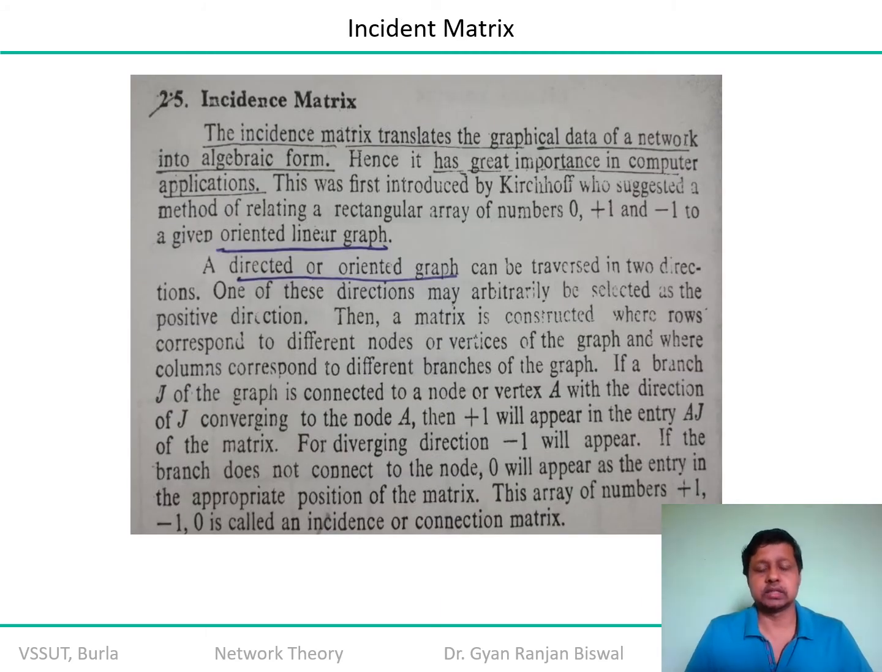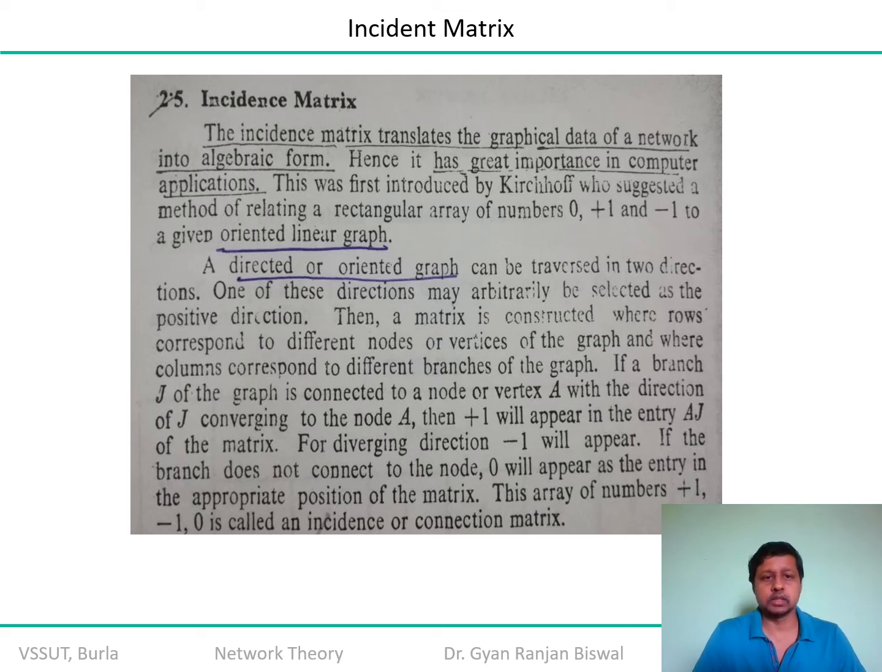What, in that case, is the incidence matrix? You will also sometimes come across the terminology called the incidence matrix. The incidence matrix is nothing but a translation of the graphical data of a network into algebraic form. What is the graphical data? Those interconnection points we got due to the intersection, which establish the interrelation between the links and the branch currents, or the loop currents and the branch currents.